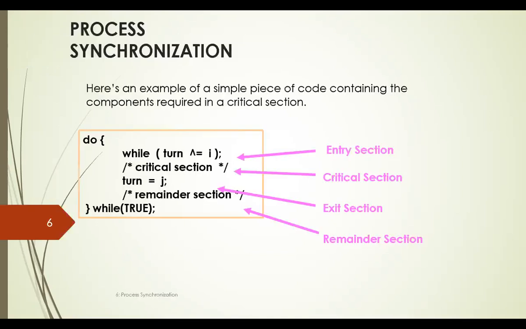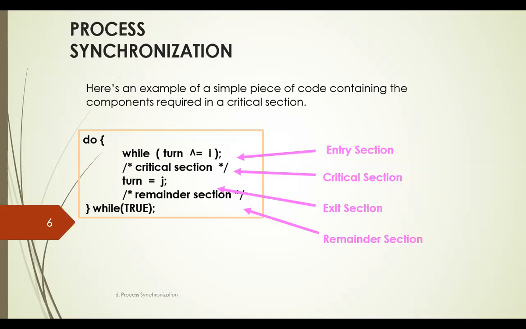Here, we have the turn. In this, the turn is marked as i, so only the process Pi can enter into the critical section. After the completion of the Pi process, the turn is changed to j. That implies that now process Pj can enter into the critical section. Then the remainder section has the code to be executed.